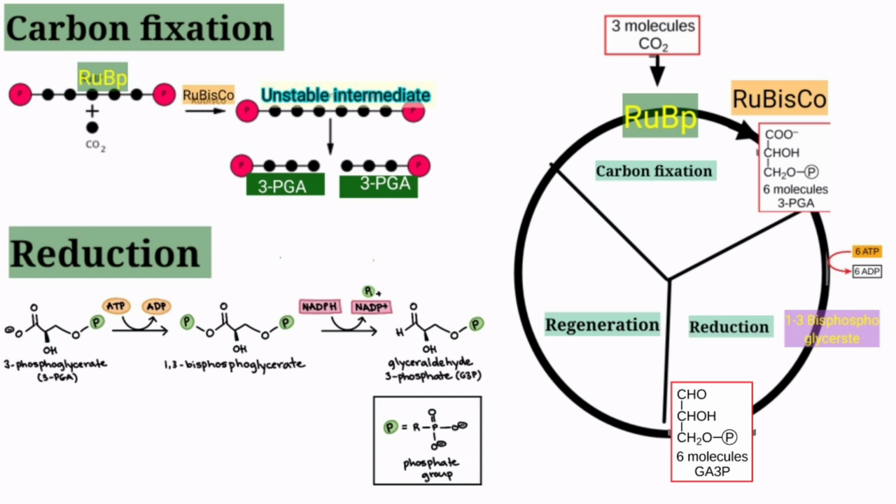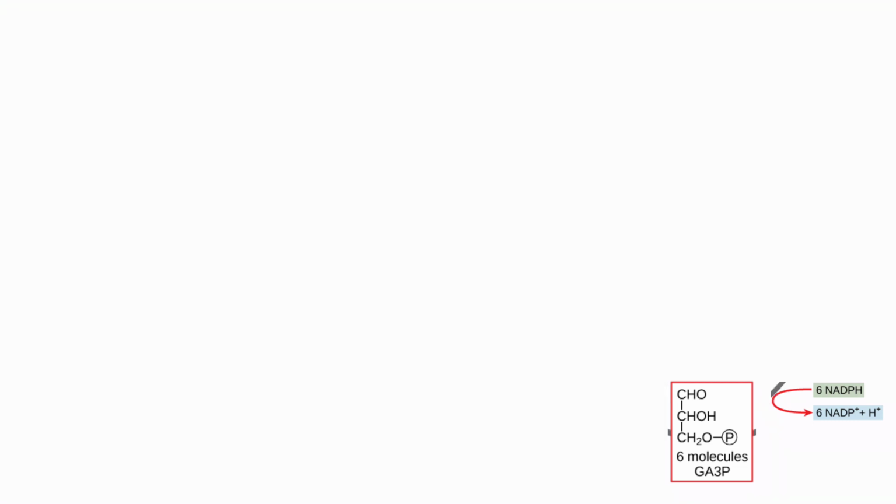Thus, 6 molecules of ATP are utilized in phosphorylating 6 molecules of 3-phosphoglycerate to 1,3-bisphosphoglycerate, and 6 molecules of NADPH are consumed in reducing 6 molecules of 1,3-bisphosphoglycerate to glyceraldehyde 3-phosphate. Thus, from the reduction phase of the Calvin cycle, what we get is 6 molecules of glyceraldehyde 3-phosphate.